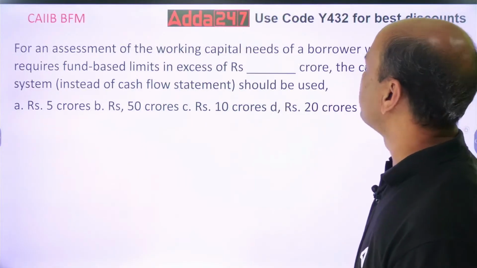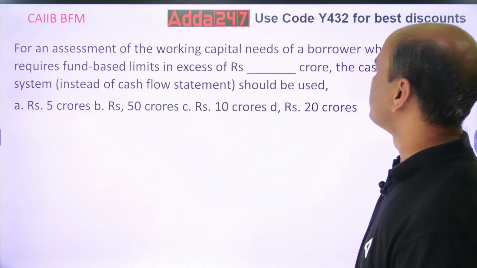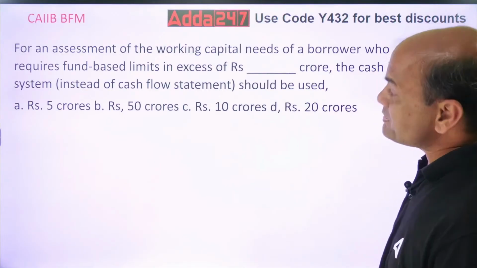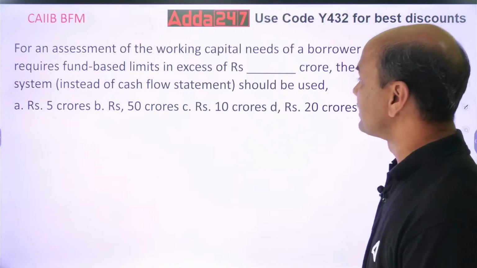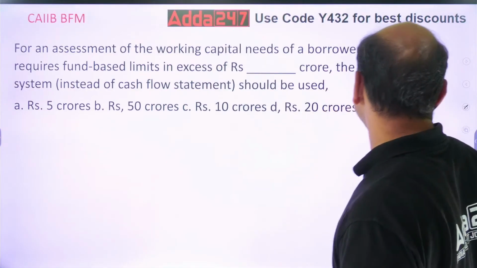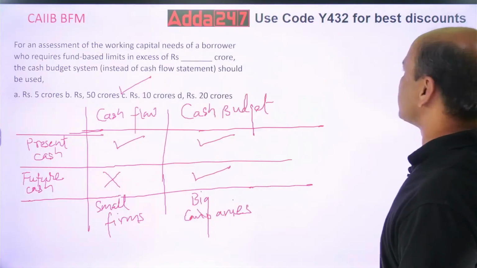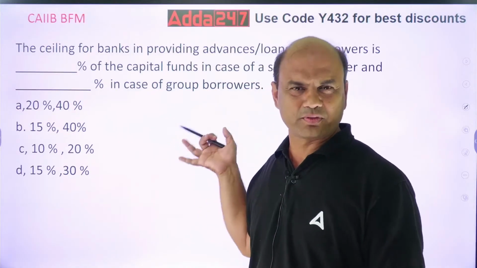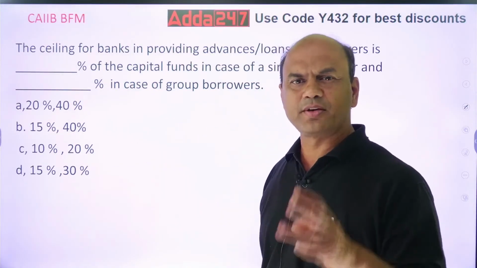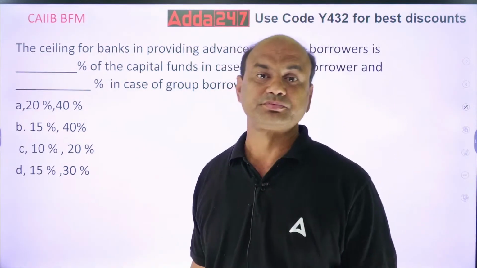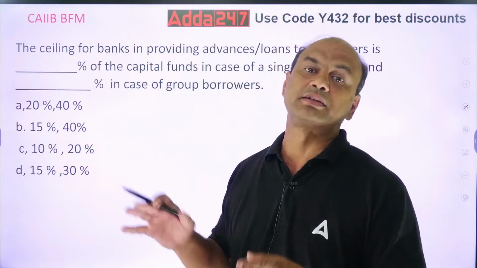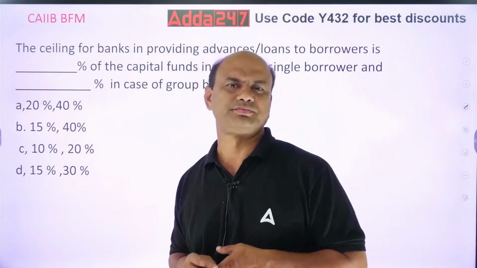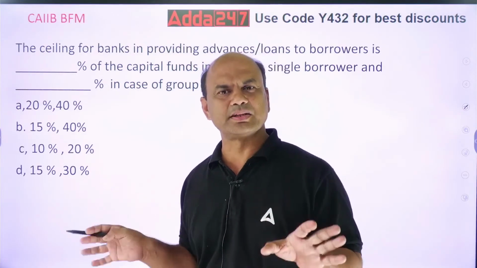For an assessment of working capital needs of a borrower who requires fund-based limits in excess of dash crores, the cash budget system instead of the cash flow statement should be used. Now for this, first you need to understand what is cash budget and what are the methods of working capital. This is part of your ABM also. Basically we have three methods: one is cash flow, second is cash budget, and third is the Tandon committee, processing or ratio analysis you can call it. So these are the three methods we use.